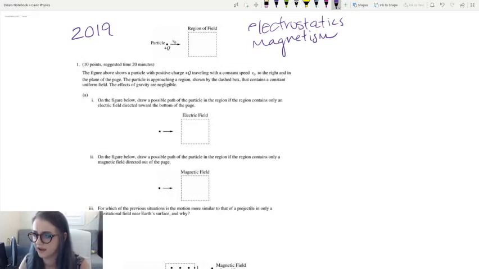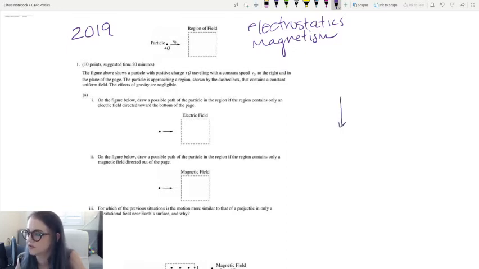So here we have a particle with a positive, a plus Q charge, that just means some amount of charge, traveling with a constant speed to the right and in the plane of the page. The particle is approaching the region shown by the dashed box that contains a constant uniform field. The effects of gravity are negligible. In the figure below, we're going to draw the possible path for the region if it contains only an electric field directed towards the bottom of the page.